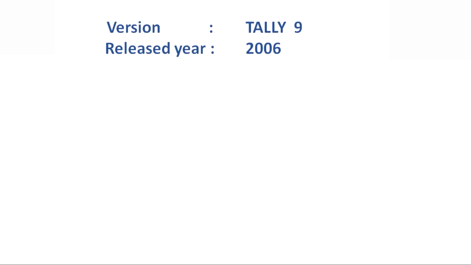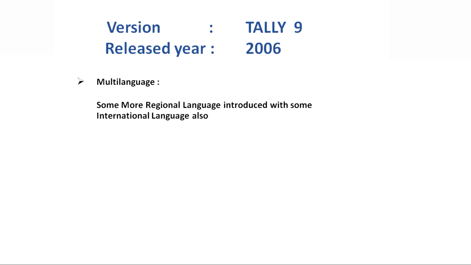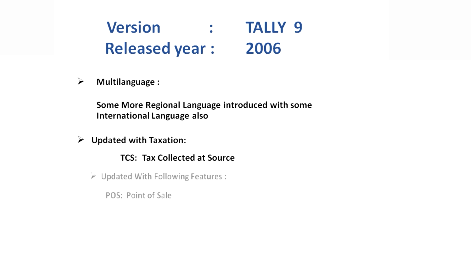Next we come with Tally 9, which was released in 2006. Even in this, some more languages were introduced, along with international languages like Arabic, etc. And there were also some updates in taxation. They came with a TCS option, which is tax collected at source.